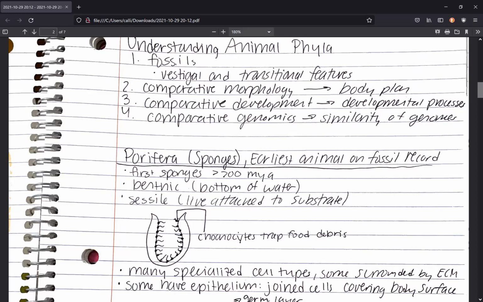We can compare developmental processes. So how do structures in the embryo form? At what times in embryonic development do those structures form? What are the similarities and differences between embryos of different species? And what did development look like millions of years ago down a certain lineage? And we can also, of course, compare genomes.